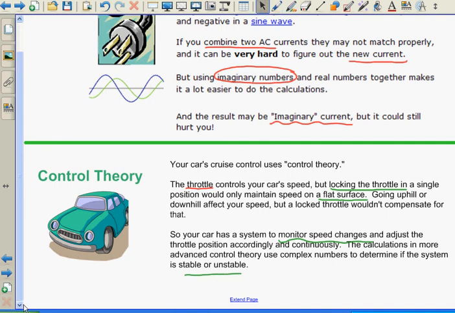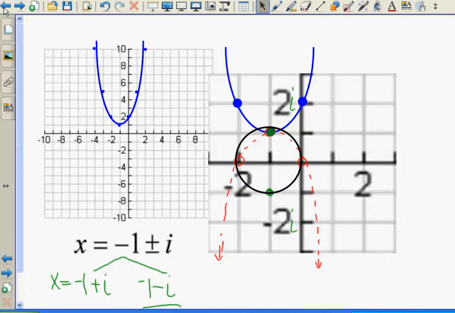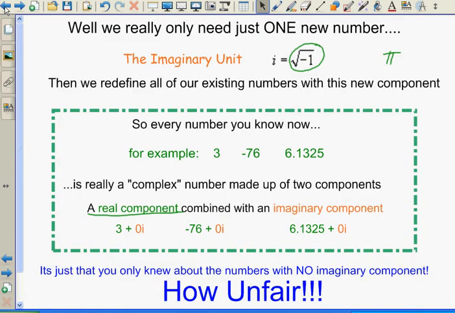So those are just two examples. But anyway, this is just an introduction to imaginary numbers. Remember, they come from square rooting a -1, and that's called the imaginary unit. And every number you know really is a complex number. It has a real component and it has an imaginary component. It's just the numbers that you know had no imaginary component. Now we're going to look at numbers that have both components.